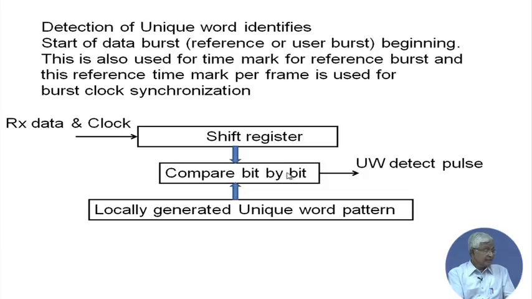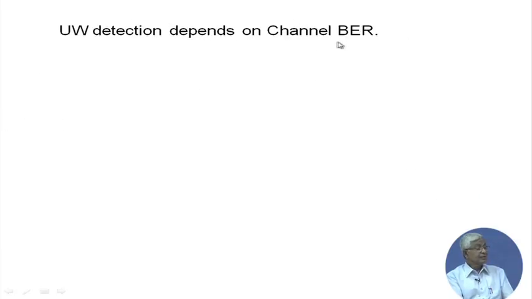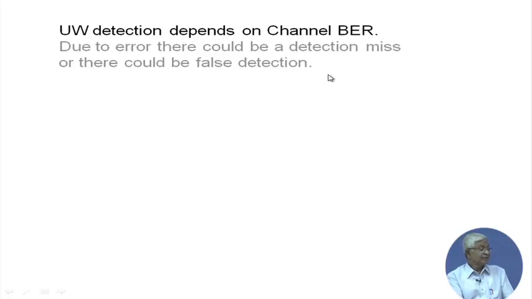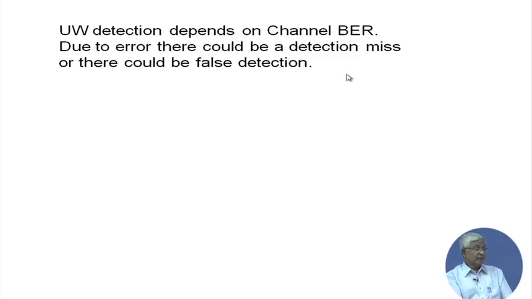The problem is, what happens if an error occurs? There may be an error in the unique word or the data. So, unique word detection depends on the channel bit error rate, and due to error there could be a detection miss if the error occurs in the unique word itself. Or if, due to error, a portion of the data looks like a unique word, then it is a false detection. So, there are two probabilities, a misdetection probability and a false detection probability. Both are based on the channel BER, and also on the size of the unique word.